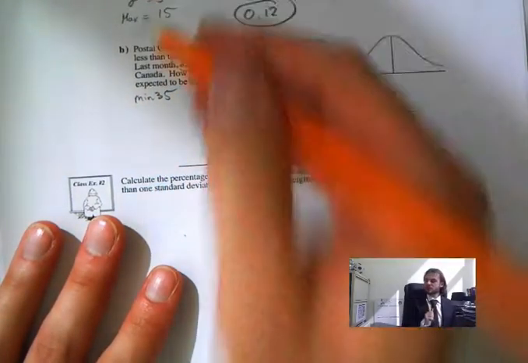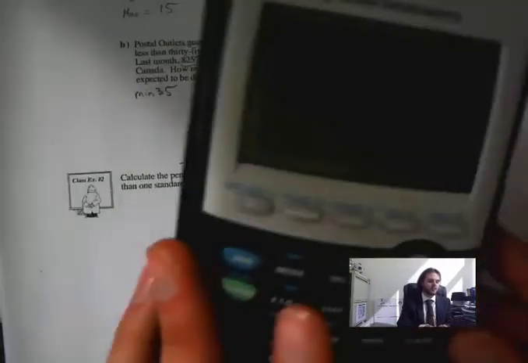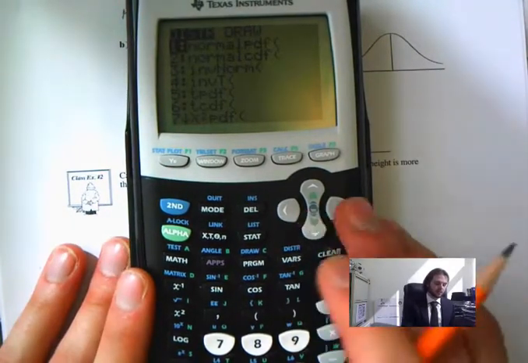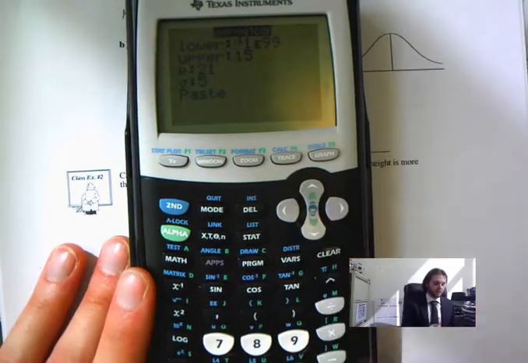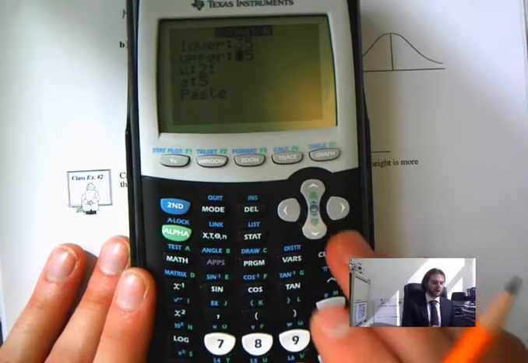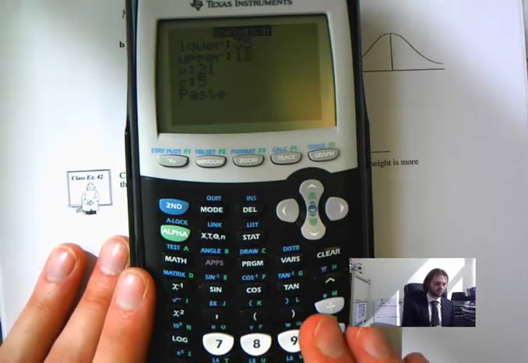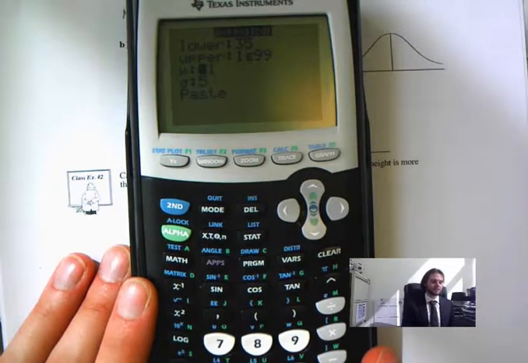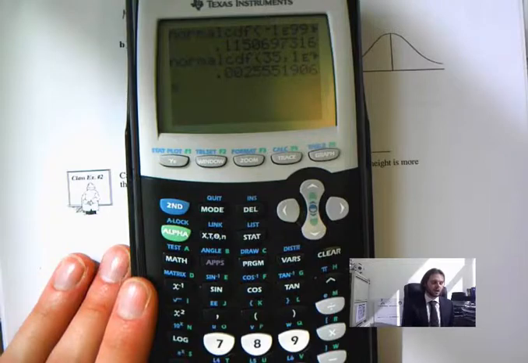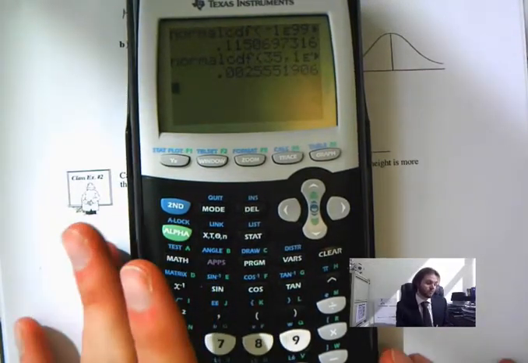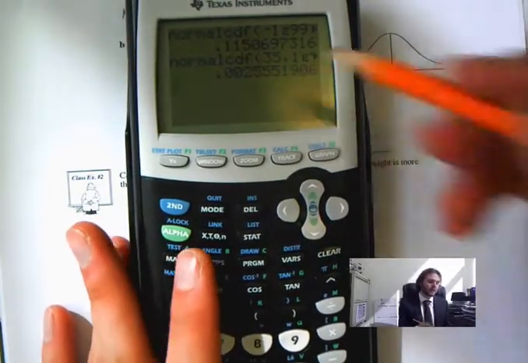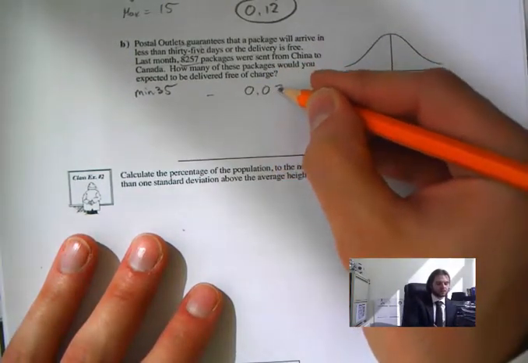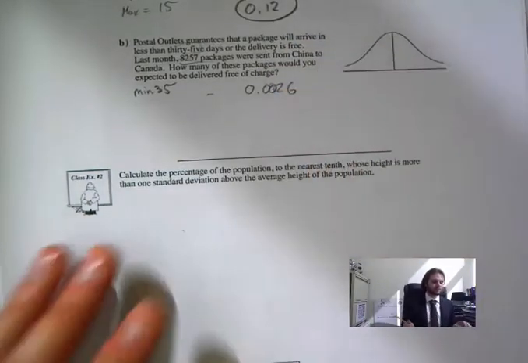So we're going to do the same thing as before, except now my minimum is 35. Let's go back here, second, vars. We want the normal CDF. Now my min is 35. My max, I'm going to put something very high. Mean is the same, standard deviation is the same, and I'm going to paste. I get not even 1%, so it's 0.026 probability.